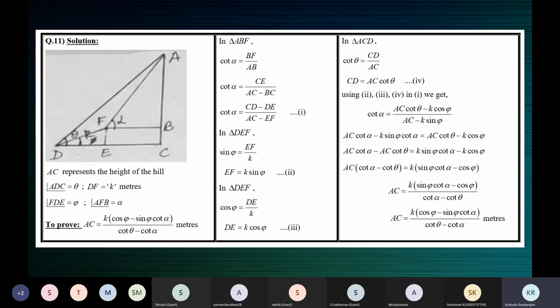Okay, let me put it like this. All of you have to complete the construction, and all of you have to take pictures of your classwork and share it on WhatsApp with me today.